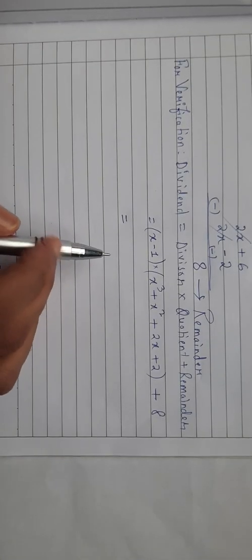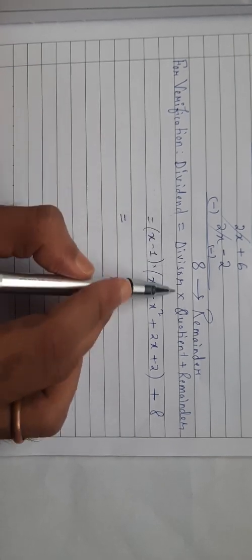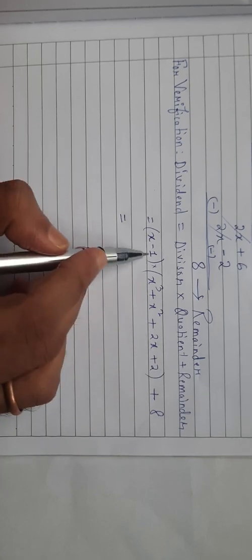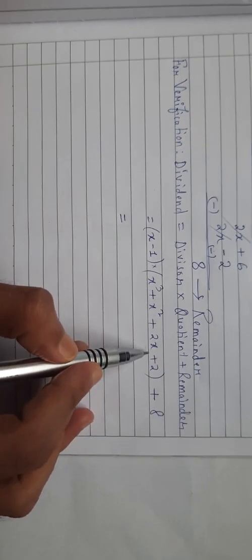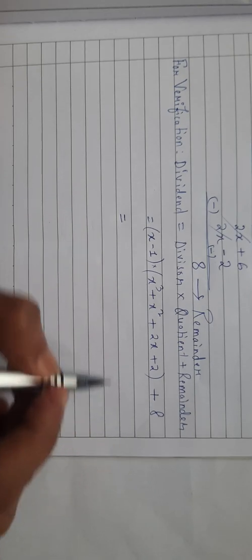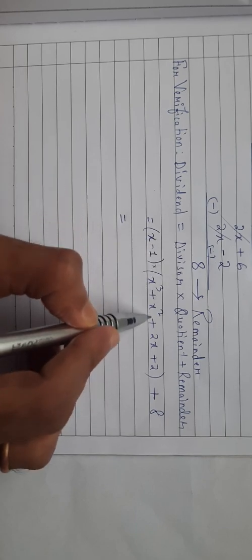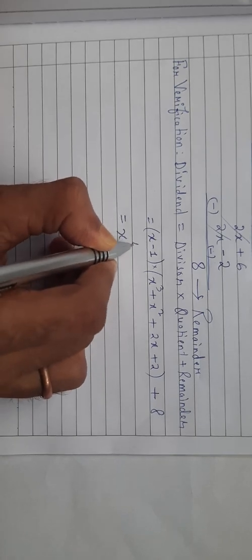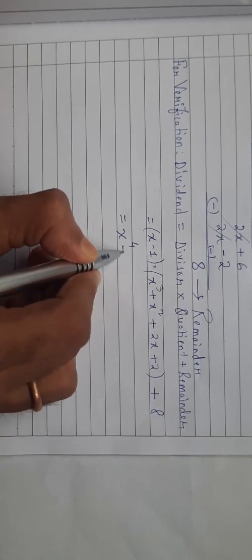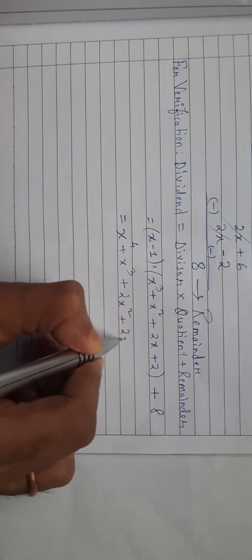Now let us verify it. For verification, once again we know the formula is dividend equals divisor into quotient plus remainder. So here the divisor is x minus 1, quotient is x cube plus x square plus 2x plus 2 and the remainder is 8. So as usual now we'll be multiplying x with all the 4 terms here. So x into x cube is x to the power 4. x into x square is plus x cube. x into 2x is 2x square. x into 2 is 2x.